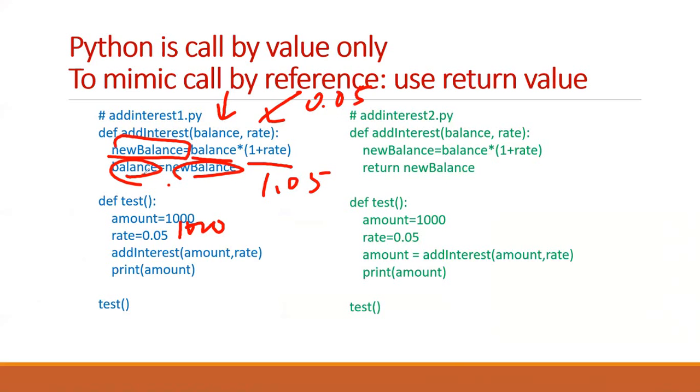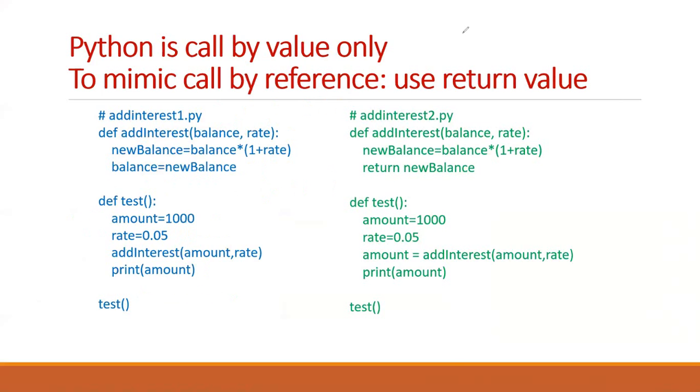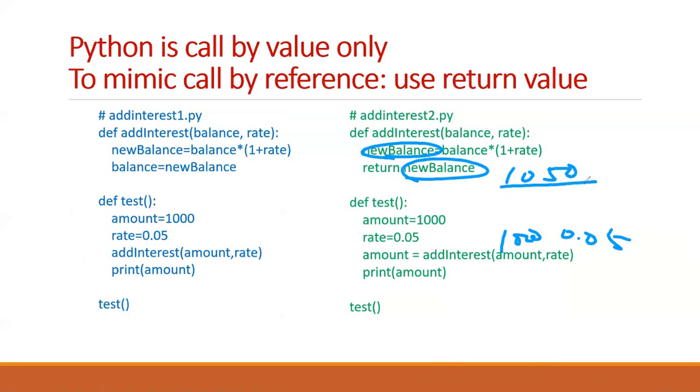But this balance is my inside balance over here. It has nothing to do with the amount, so the amount will still be 1,000. It won't change. How about on the right hand side? You pass 1,000 over here and 0.05 over here, right? It calculates the new balance and you return the new balance. So it returns 1,050, and that is assigned to amount. So when you print the amount, it should be 1050.